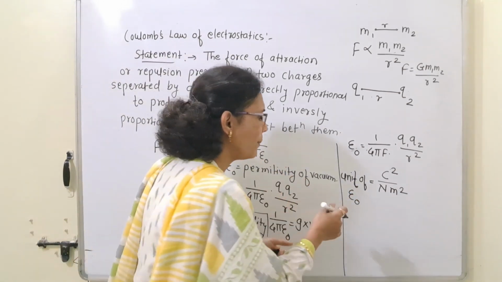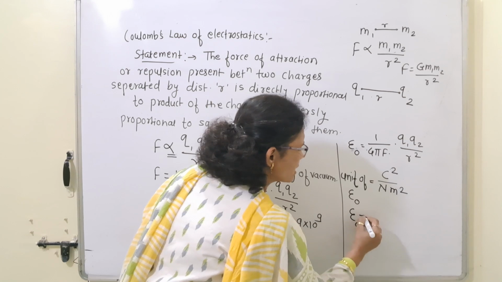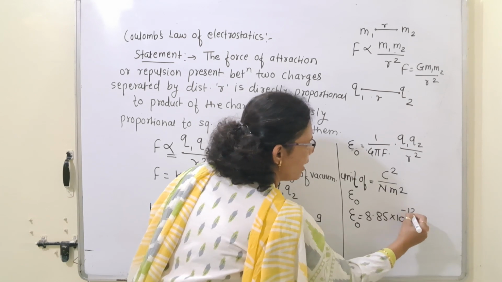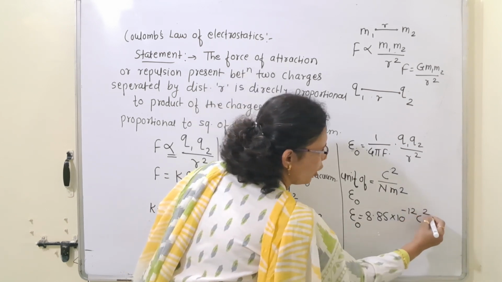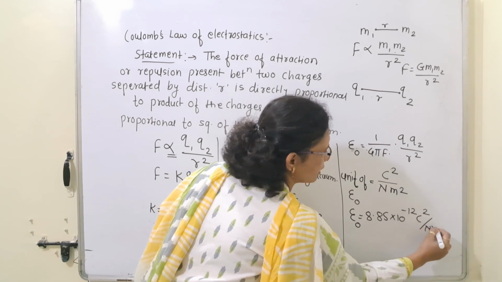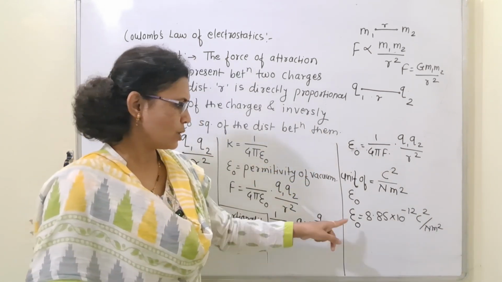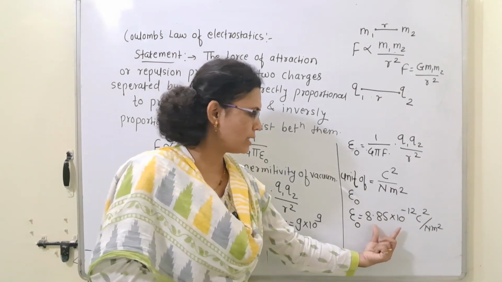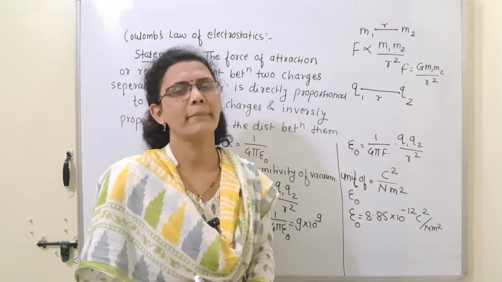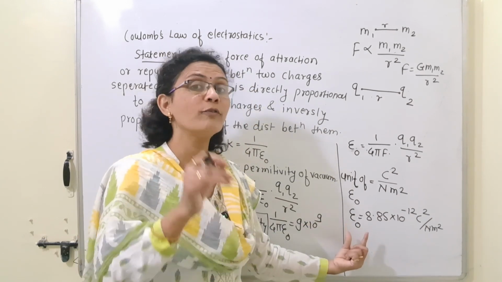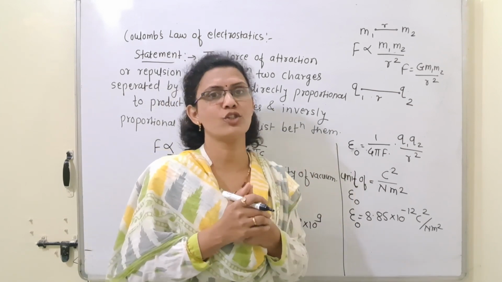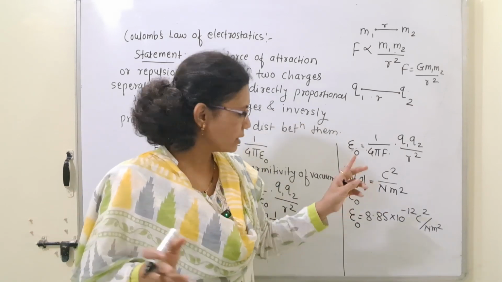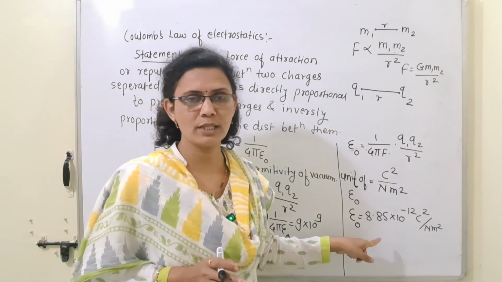Okay, and what is the value of epsilon naught? Value of epsilon naught is nothing but 8.85 into 10 raised to minus 12. Then the unit will be Coulomb square per Newton per meter square. So the unit of epsilon naught will be Coulomb square per Newton per meter square, and value is 8.85 into 10 raised to minus 12. This is the value of permittivity of vacuum. As the medium gets changed, this value of permittivity will get changed. This value is for vacuum.